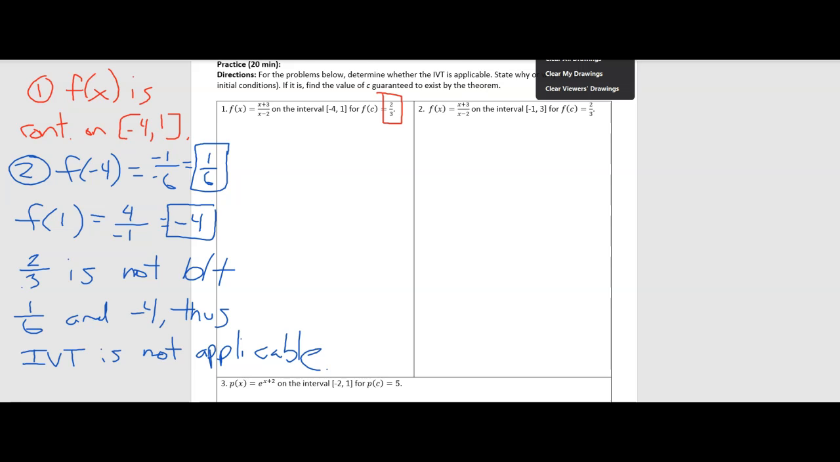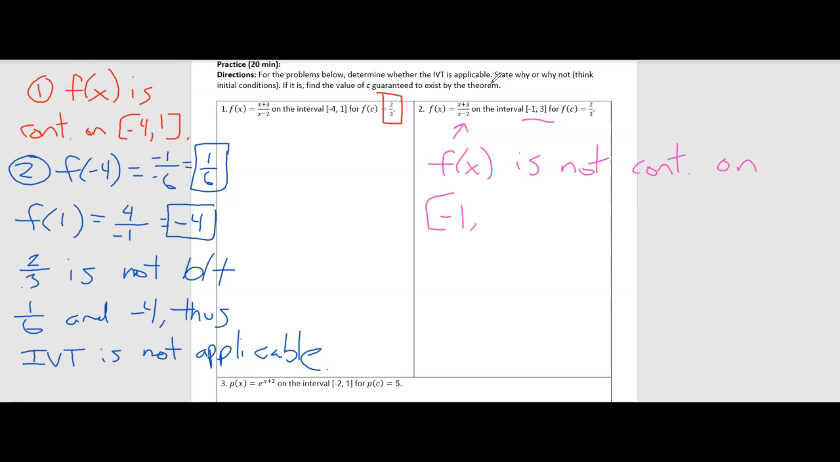Okay, let's look at number 2. Again, we are going to start off with trying to show that the initial conditions work. So this time the interval is -1 to 3. And we already said that this function is not continuous at 2 because there is going to be a vertical asymptote. The denominator is equal to 0. So 2 is on the closed interval -1 to 3. So right off the bat, f of x is not continuous on the closed interval -1 to 3.